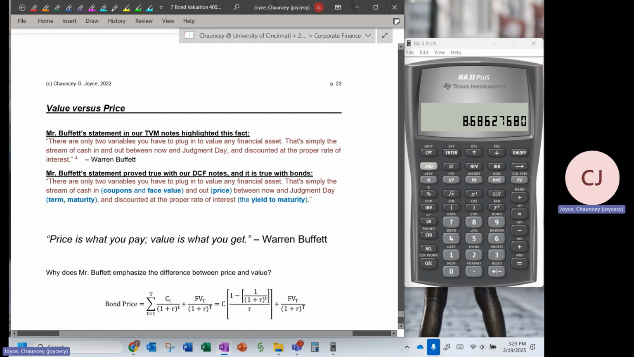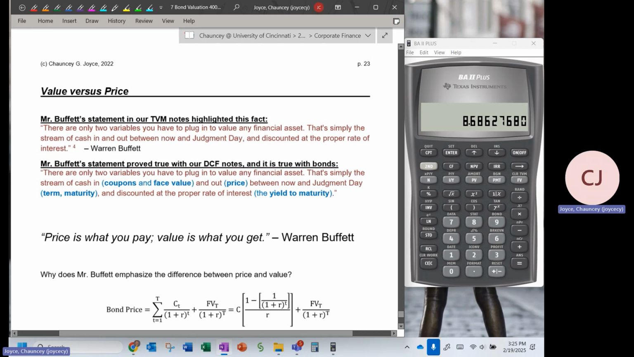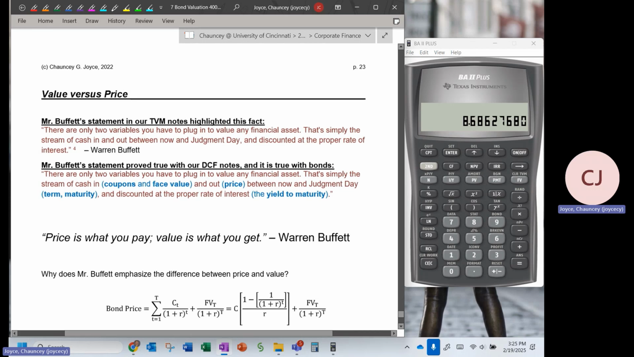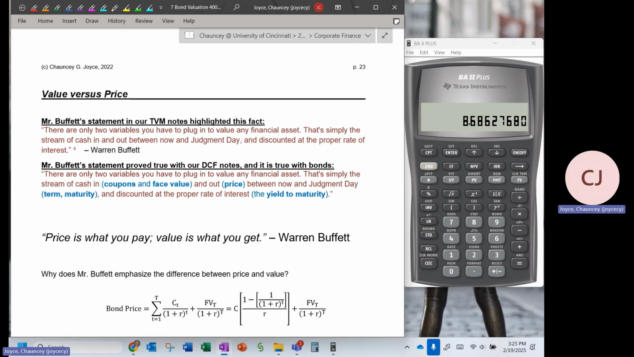Now, I want to make one more comment here before we close, and that's value versus price. I know in many textbooks, we consider them synonymous, that the price is the value of the bond.